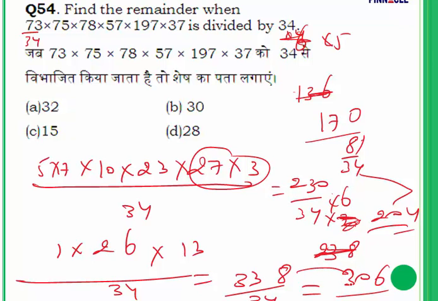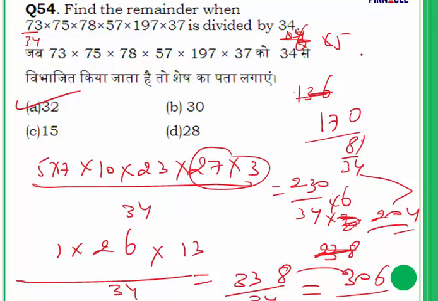The remainder would be 32. 32 is the answer. So if you find such kind of question, what we have to do is continue dividing by this 34, or whatever the amount given is. Ultimately you will reach the remainder.